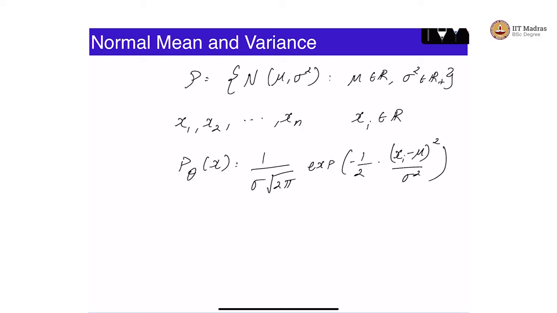Can we just use the ML principle, the likelihood principle, to get that? So what is the negative log likelihood R of theta? Here theta, the parameter, corresponds to both mu and sigma squared. So I'm going to use theta as a package which contains both mu and sigma squared.